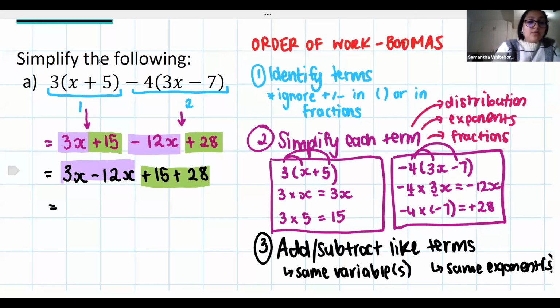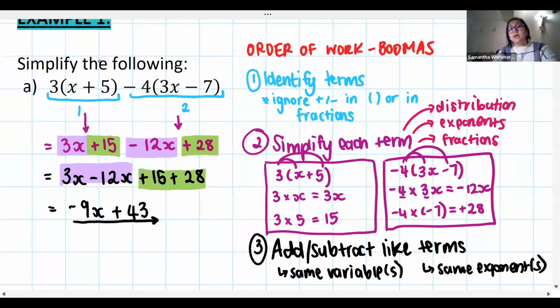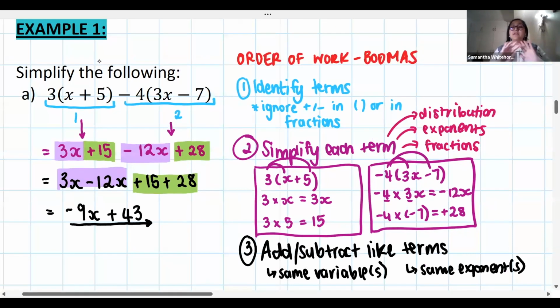So now we do that. 3x minus 12x is, whoopsie daisies, negative 9x. 15 plus 28, 43. Remember, guys, you always just double check to make sure you don't have any like terms left. I don't. X and a constant are not like terms, so I can't do anything with that. And so I've simplified my expression.